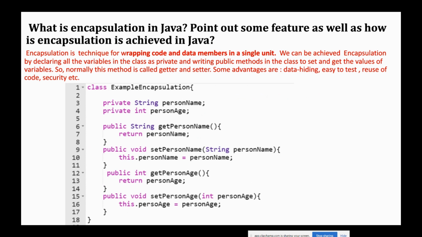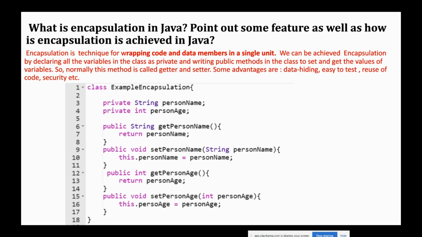So what is encapsulation in Java? Point out some features, as well as how encapsulation is achieved in Java. Encapsulation is a technique for wrapping code and data members in a single unit. We can achieve encapsulation by declaring all the variables in a class as private and writing public methods in the class to set and get the values of the variables. Normally these methods are called getters and setters. Some advantages are data hiding, easy testing, reuse of code, and security. For security reasons, we are using encapsulation.